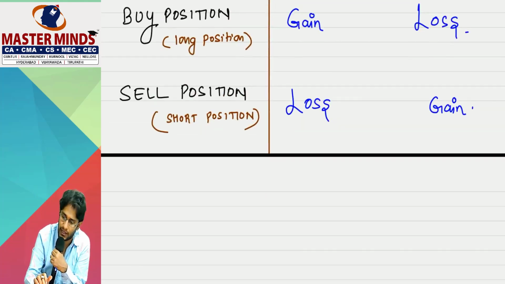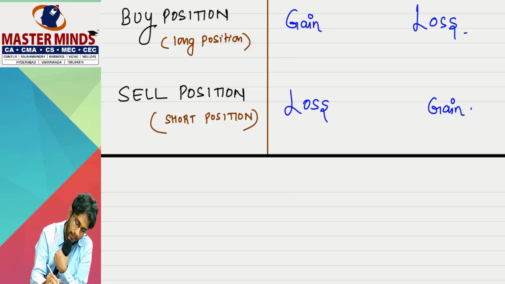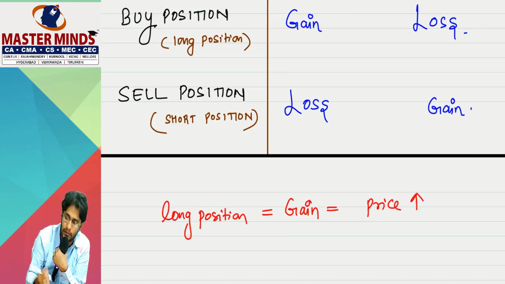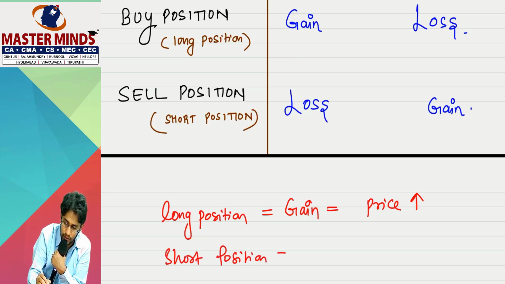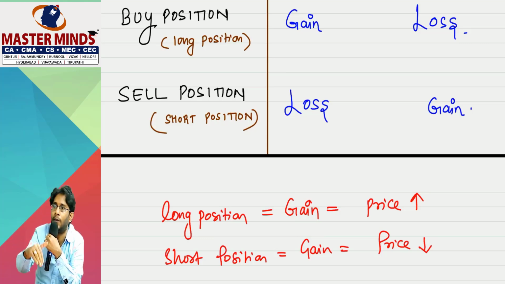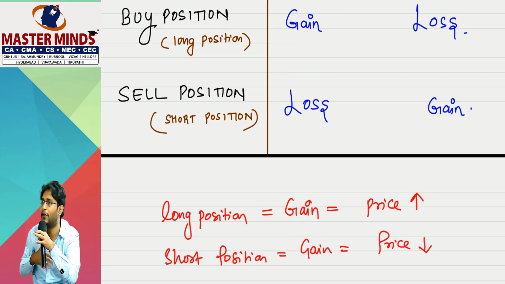The same story in another way, much more crudely, in a simplified way, if I should tell you: a person who has taken a long position will gain when the price increases. A person who has taken a short position will gain when the price falls. If I should put it in one sentence: in a rising market, long positions will give you gain. In falling markets, short positions will give you gain. This is a basic formula, sir. You should have this by default inside.